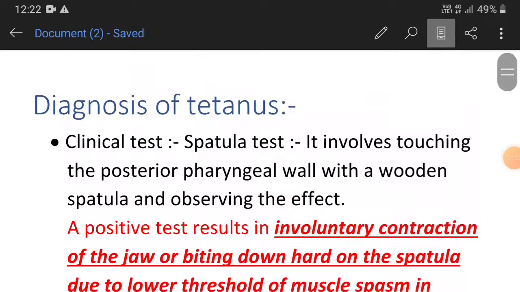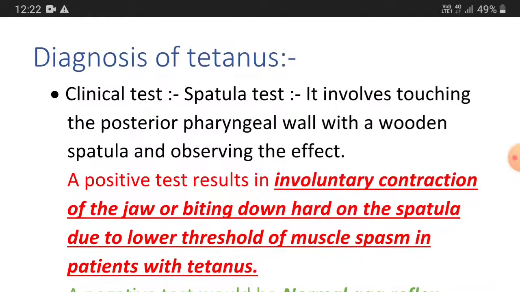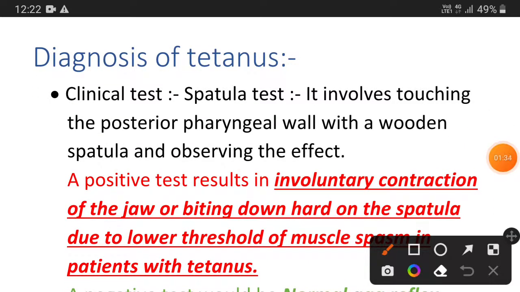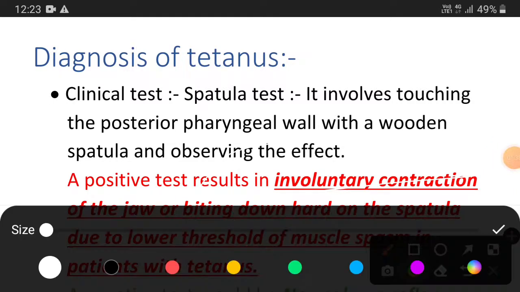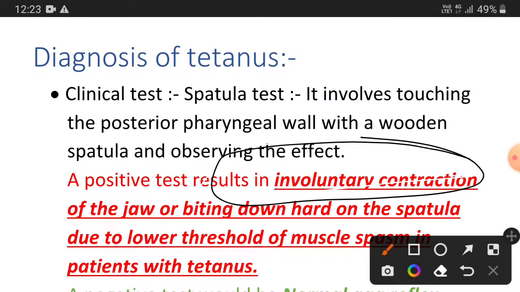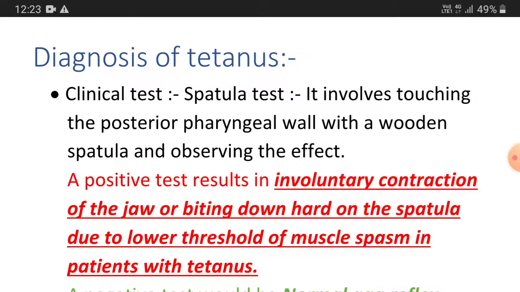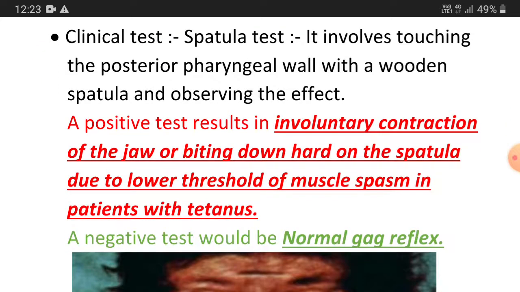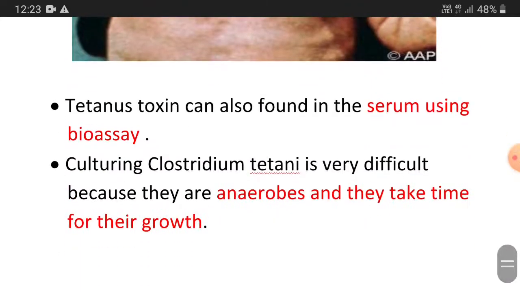So this is the spatula test. We are using a wooden spatula to touch the posterior pharyngeal wall. And if you observe involuntary contraction of the jaw or beating down hard on the spatula due to the lower threshold of muscle spasm in the patient, then you can conclude that the patient may be infected with tetanus. And if you observe a normal gag reflex, then it is a negative test.